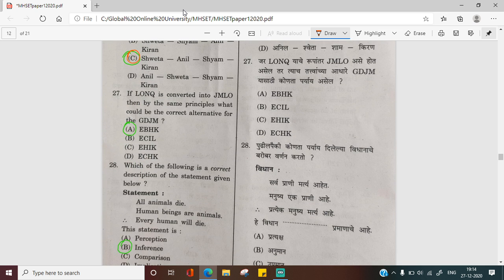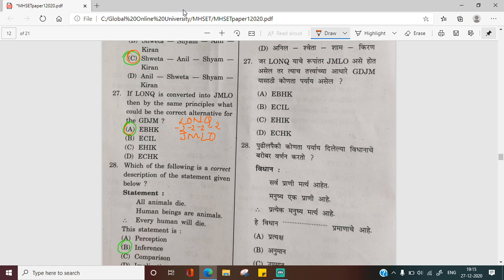27 is: LOQN is converted into JMLO. So how will you convert the next one? This is very simple. LONQ to JMLO is minus 2. L minus 2 is J, O minus 2 is M, N minus 2 is L, and Q minus 2 is O. So you just have to go 2 steps backward. The same thing you will do with this.